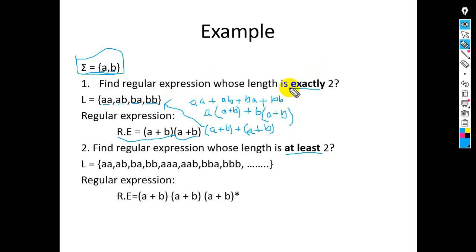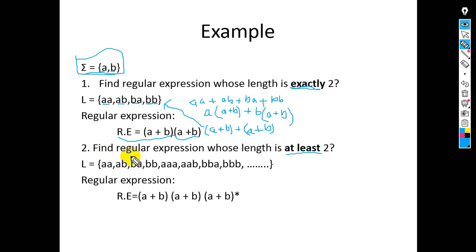But you should keep in mind this thing: exactly 2. The length will be exactly 2, a string of length 2. And here we have the regular expression.